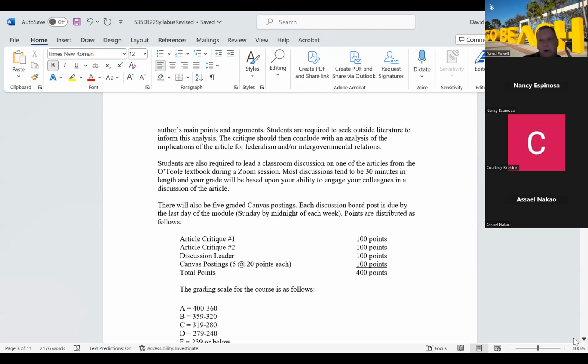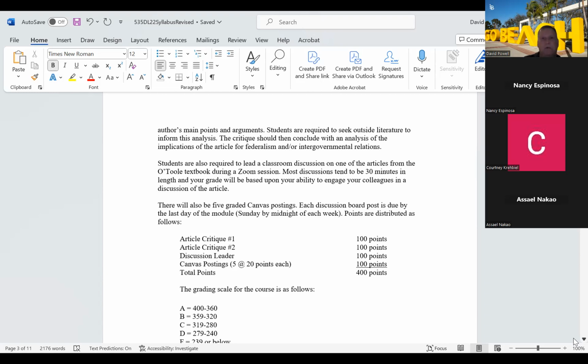Then the second part of the critique is something that I'm really interested in. That's your critical analysis of the arguments made by the author. So did the author leave out some points? Did the author omit some important information that could have changed their conclusion? This is where you want to consider maybe updating the author's argument.